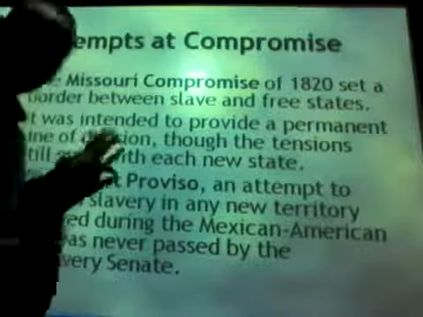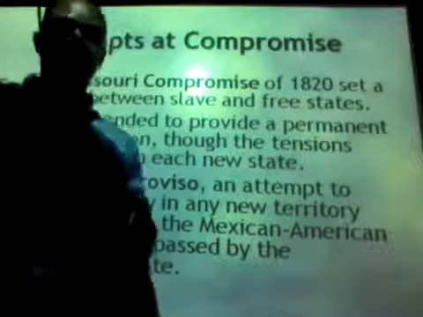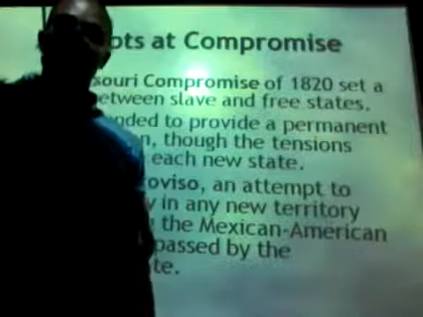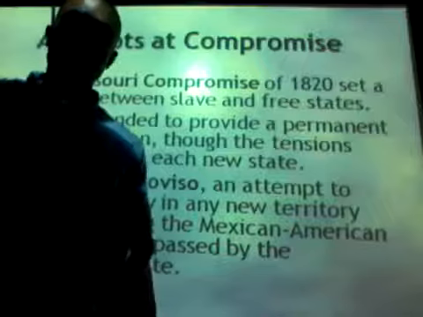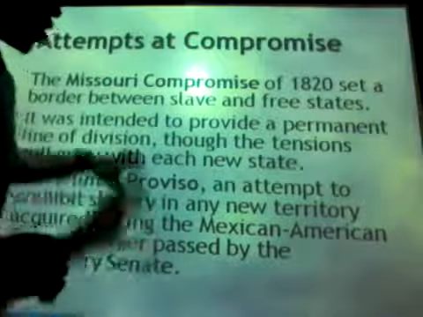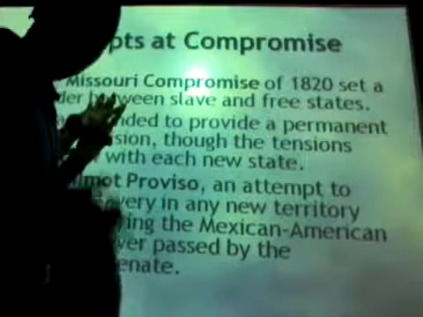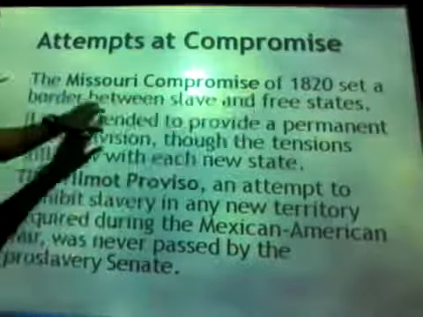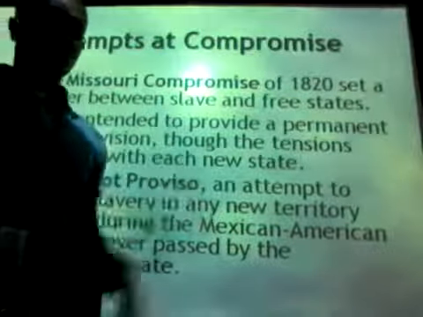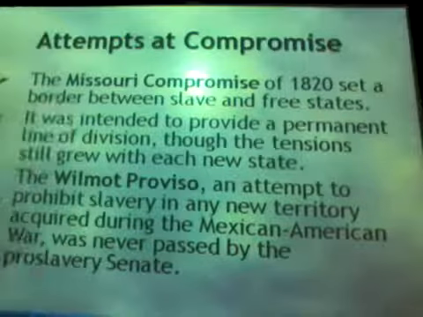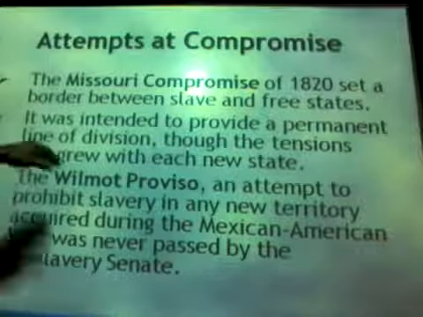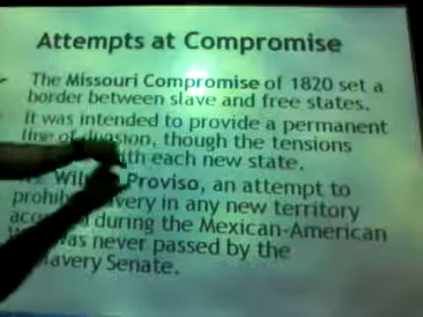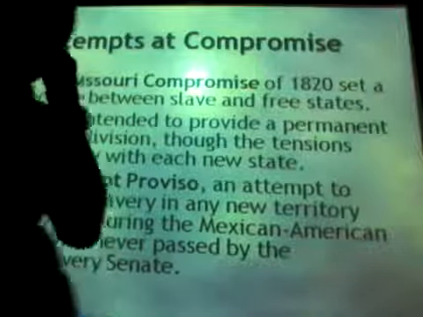Now, the Missouri Compromise was one effort to keep the country together, because this didn't just start overnight. This was about 40 years in the making, leading to the Civil War. This is one of the very first attempts by the country to compromise between the North and the South. So the Missouri Compromise, 1820, set a border between slave and free states. It's known as the 36-30 degree latitude line. This line provided a permanent line of division through the tensions that still grew with the new state.